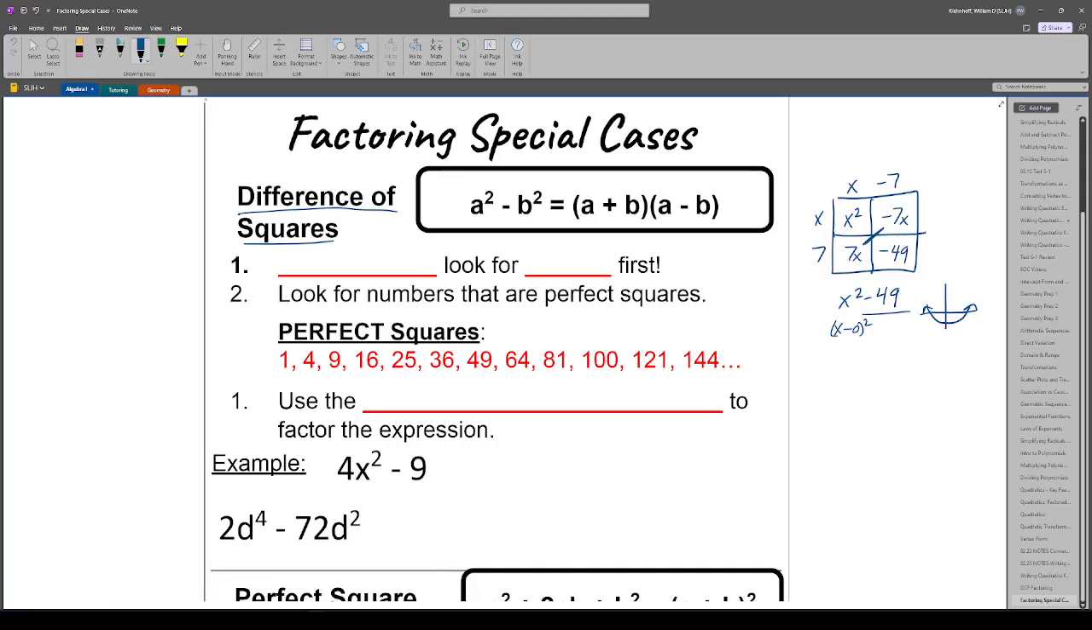So this is the case we're talking about, and it's called a difference of squares because once you put it together, this x squared minus 49 is 2 perfect square numbers. X squared is a perfect square of x times x, and 49 is a perfect square of 7 times 7. This only works if we have a difference of squares. So this symbol in the middle has to be a negative symbol. If it's a positive, we can't do anything with it.